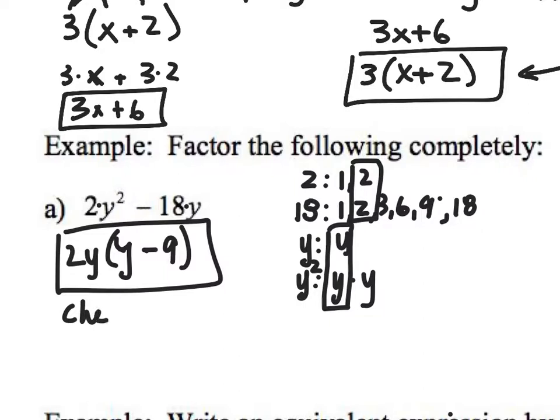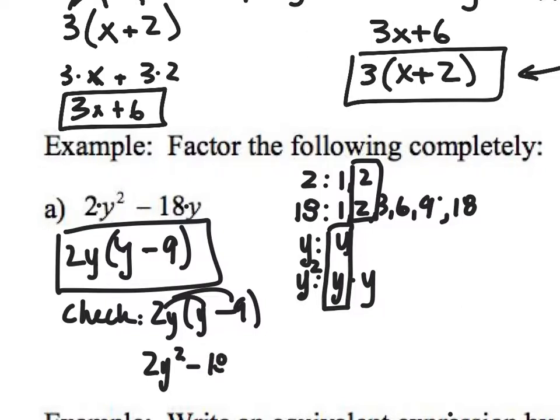So to check, we want to distribute. And so that would just be, if you had 2y times y minus 9, if you distribute that back in, you're going to be left with 2y squared minus 18 times y, and that's the same thing you started with. So that's that example.